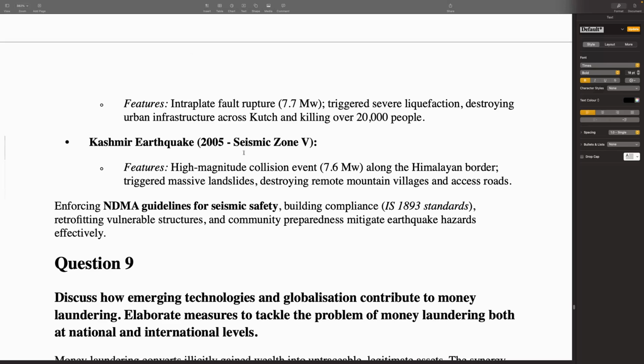Kashmir earthquake 2005, seismic zone 5. Features: high magnitude collision event of 7.6 magnitude along the Himalayan border, which triggered massive landslides, destroying remote mountain villages and access roads. Reinforcing NDMA guidelines for seismic safety, building compliance with IS 1893 standards, retrofitting vulnerable structures, and community preparedness mitigate earthquake hazards effectively.